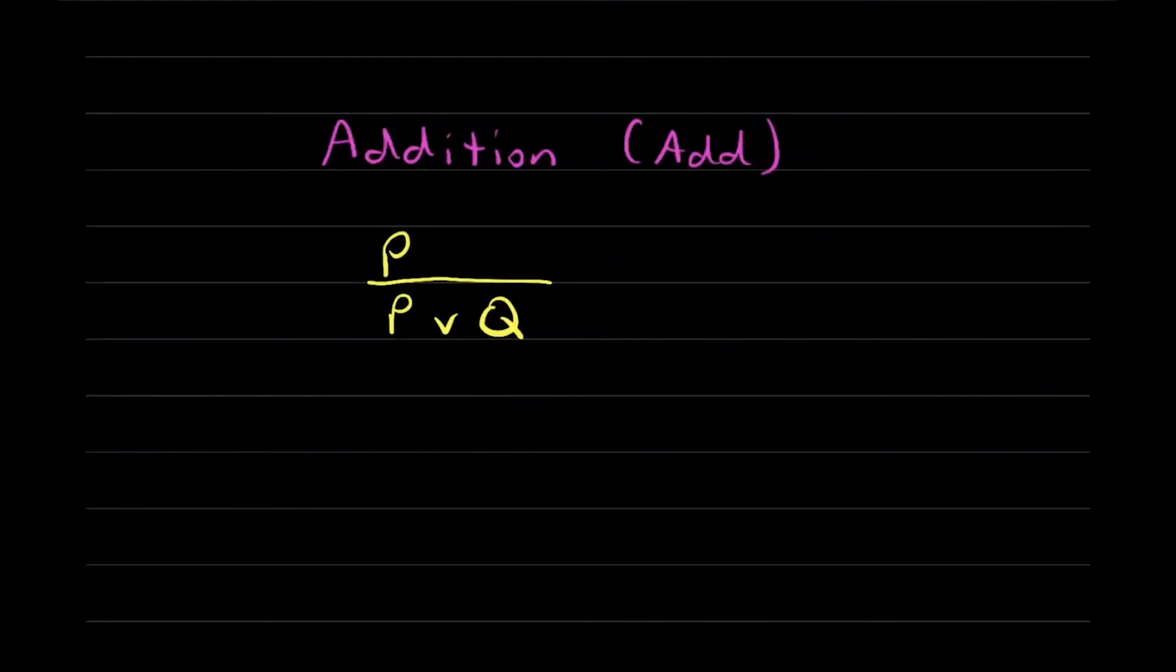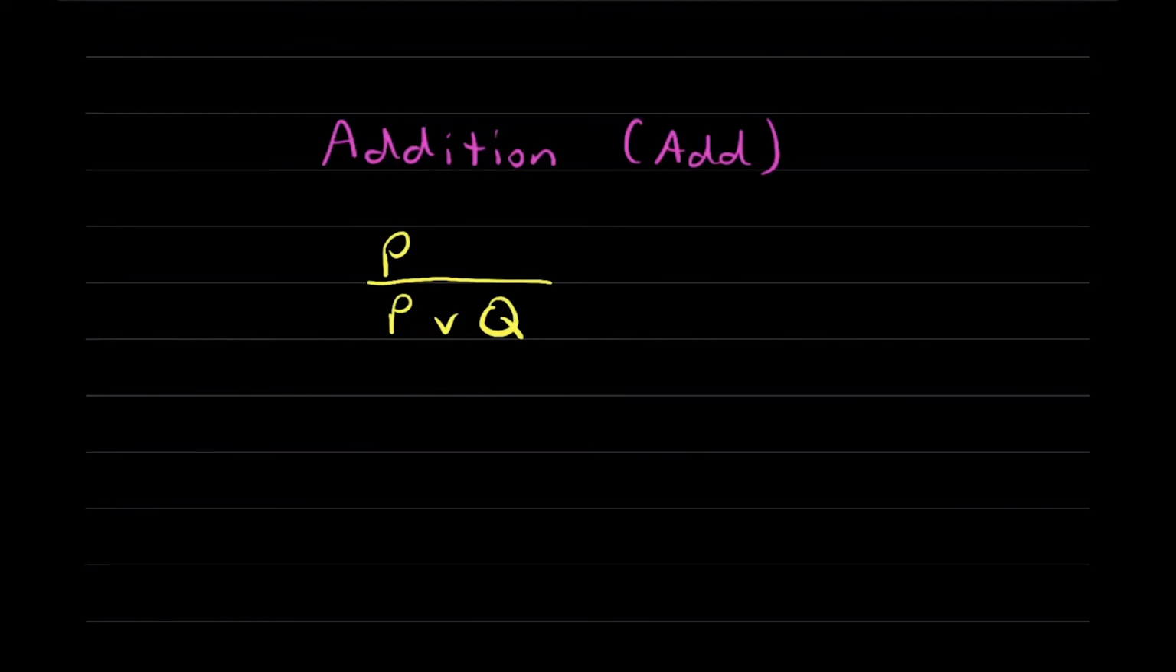The next rule is called addition, abbreviated ADD. This rule is a little counterintuitive because you can see that the conclusion contains a letter that the premises don't contain. So you can take any statement on its own line, here P, and you can add a new statement onto that line using a wedge to get something like P or Q.